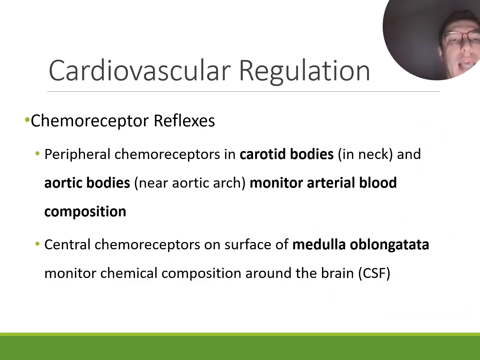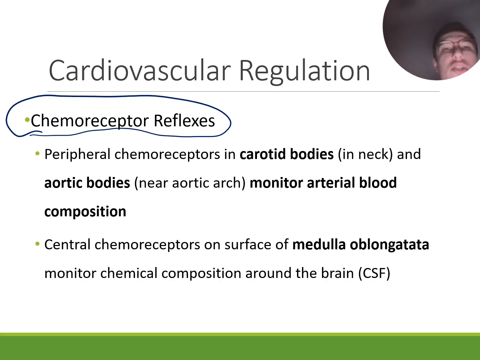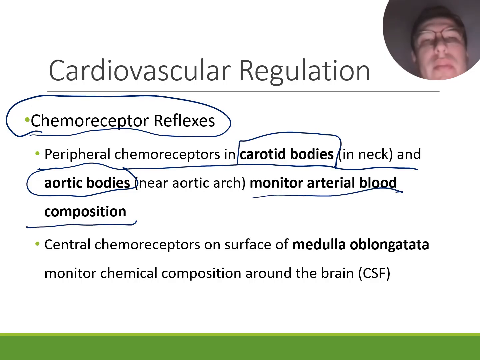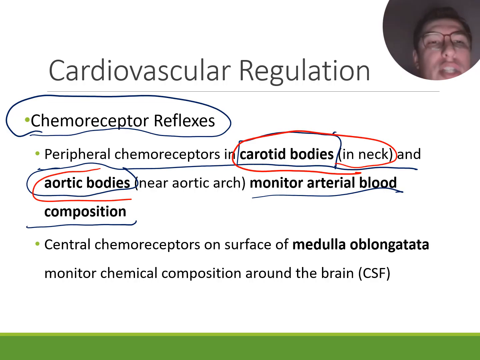Now let's take a look at the chemoreceptors. The chemoreceptors, we say that they are responding to changes in chemical composition within your blood. So these peripheral chemoreceptors are specific to carotid bodies and aortic bodies, and they are monitoring arterial blood. The carotid bodies will be located in the neck, in the carotids. Make sure that we highlight these. And we have the aortic bodies, which are located near the aortic arch.